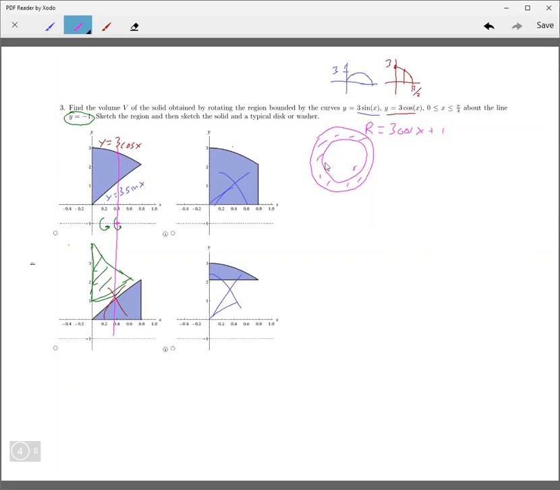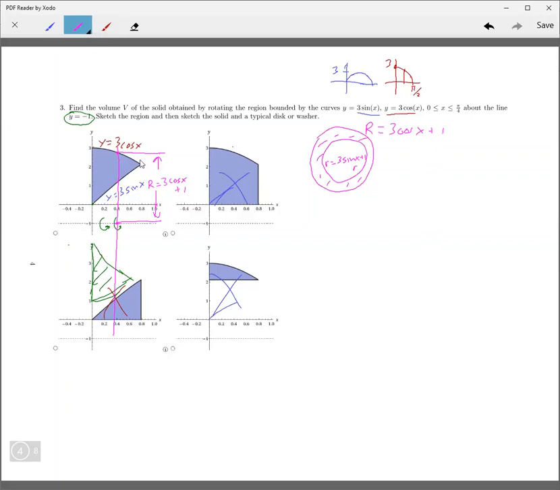And the inner radius is from here, 3 sine x plus 1. So in other words, for the outer radius, we're looking for this distance right here. From here to here, it's 3 cosine x. But then from here to here, it's another 1. So you have to add a 1 to it.